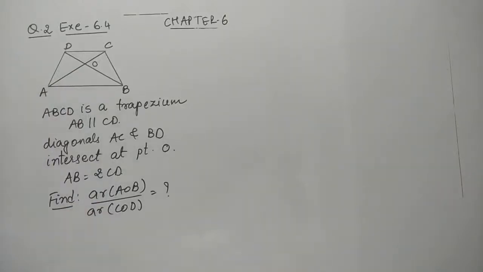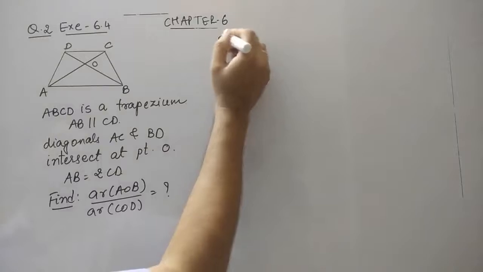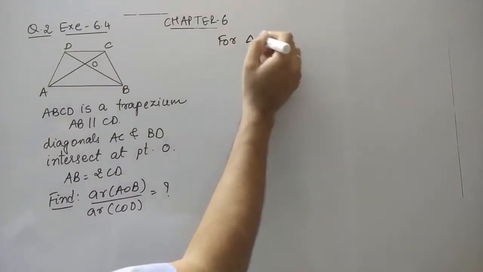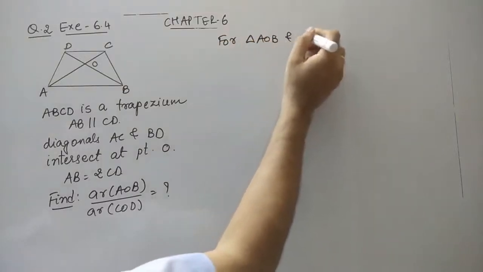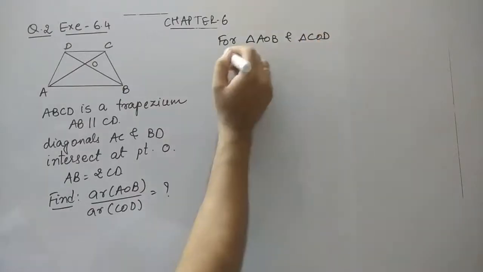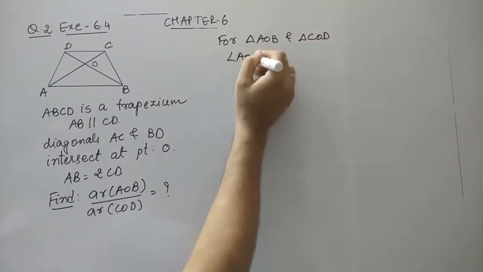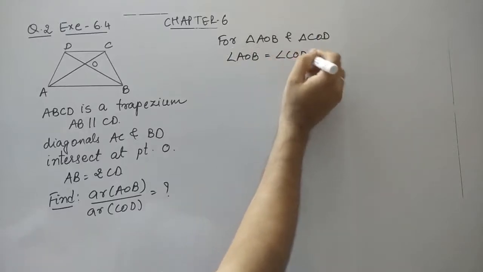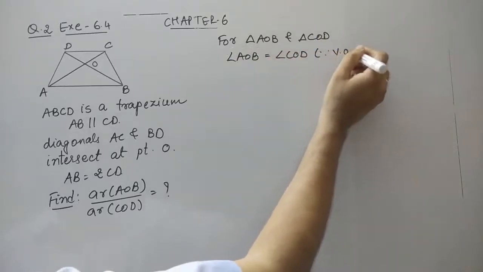First of all, remember students, you have to show that these two triangles, AOB and COD, are similar. If you show they are similar, only then can we find the ratio by using theorem 6.7. So let us first show that these two triangles are similar. For triangles AOB and COD, we can clearly see that angle AOB and angle COD are the same. We can mention they are vertically opposite angles.